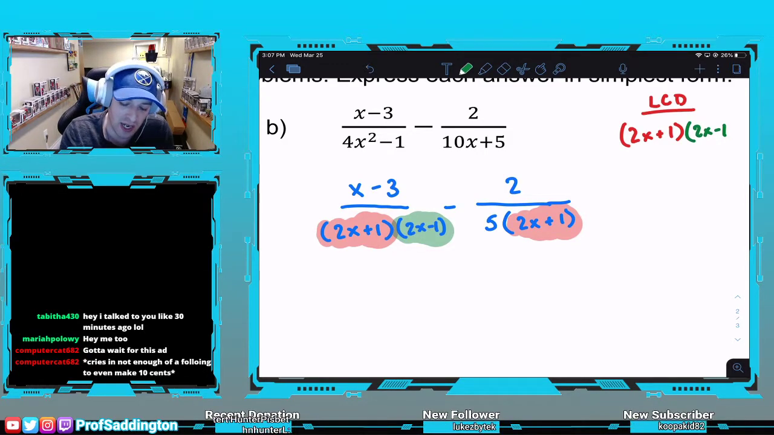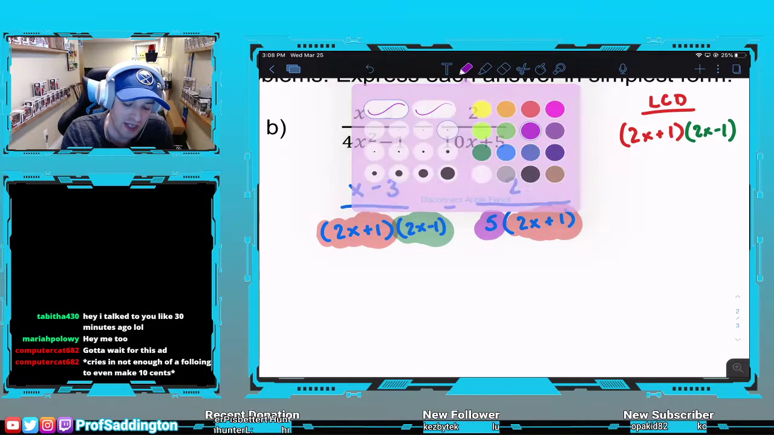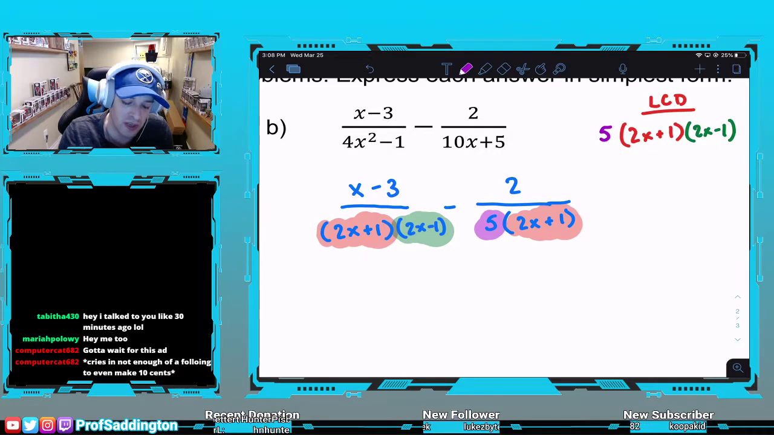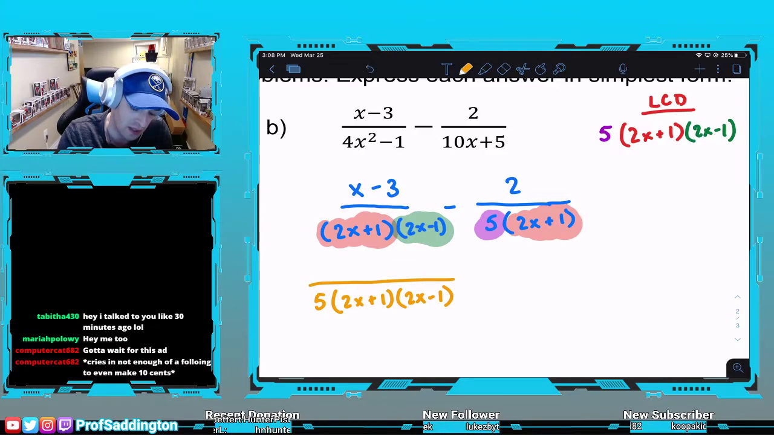As far as the second fraction goes, we have that 5. So our LCD has to have a 5 in it as well. I always like putting the whole numbers as a coefficient out front. So when we go to rewrite these fractions, we have to have those as our denominators. So I have to have a 5, a 2x plus 1, and a 2x minus 1 as the denominators in both fractions.